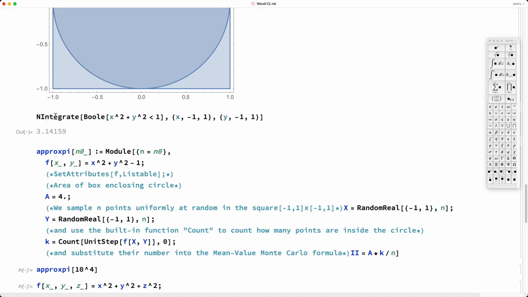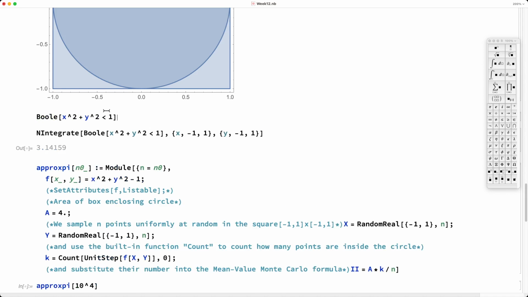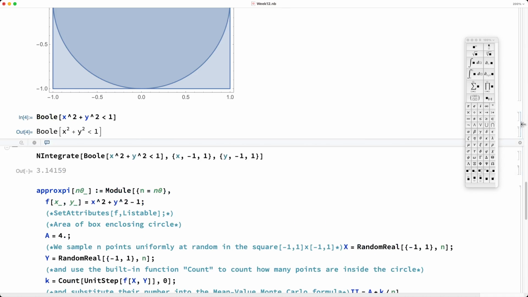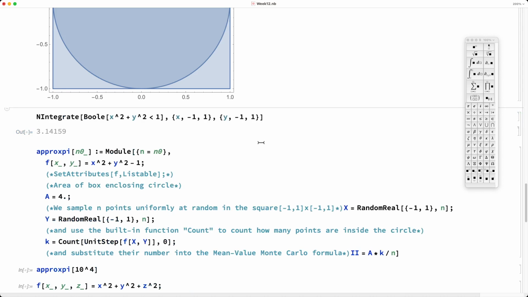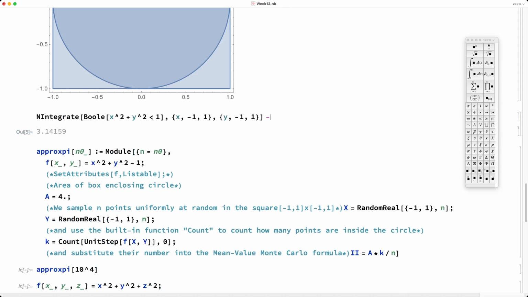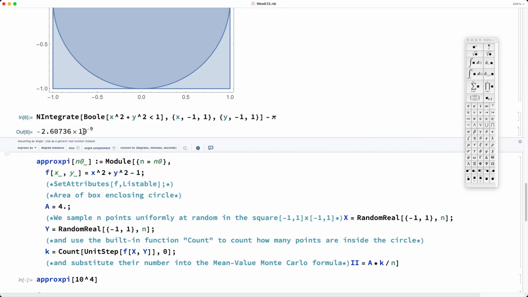Of course, we can use NIntegrate and then Boole. So Mathematica will do this 2D integral for us. And of course we get pi. So we can subtract pi and see how accurate this is. So this numerical integral is accurate to about 9 digits.